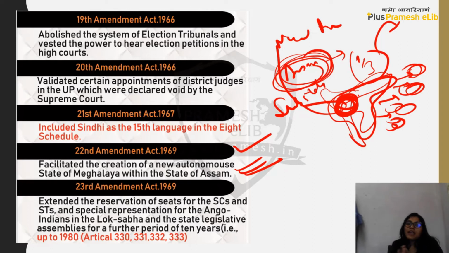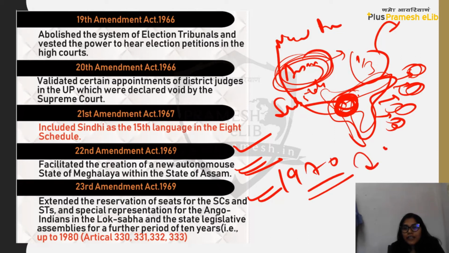Then we come to the 23rd Amendment Act of 1969. It extended the reservation of seats for SCs and STs, and special representation for Anglo-Indians in Lok Sabha and state legislative assemblies. Earlier we had extended it till 1970. Now we have extended it for 10 more years, till 1980. And then you will see it has kept on being extended, and I think the last date is 2026. Till then they have to provide them reservation.